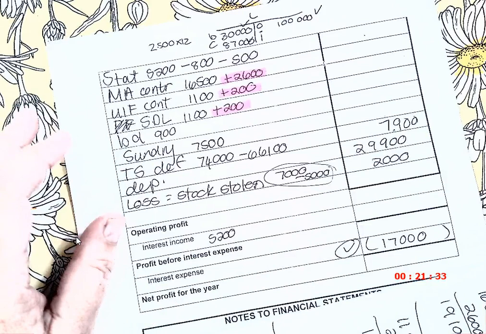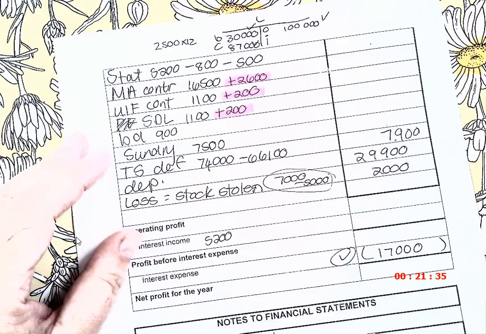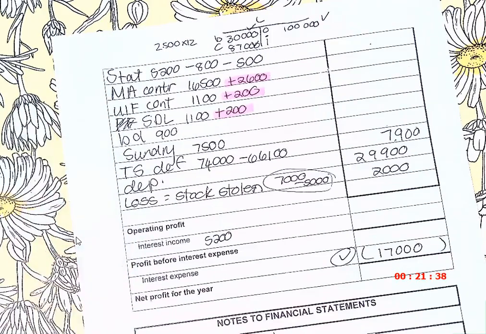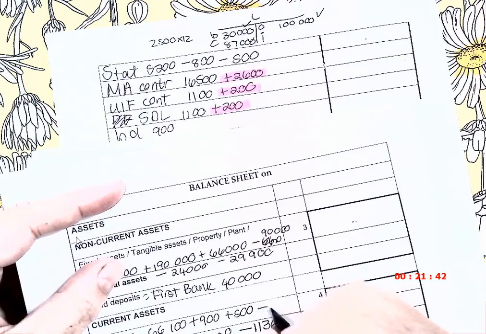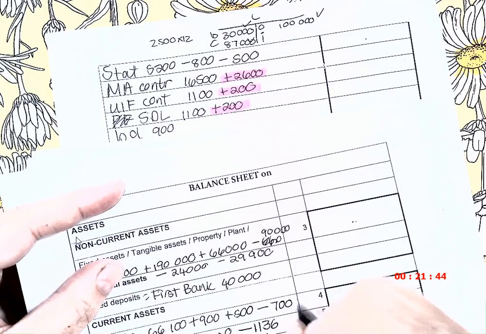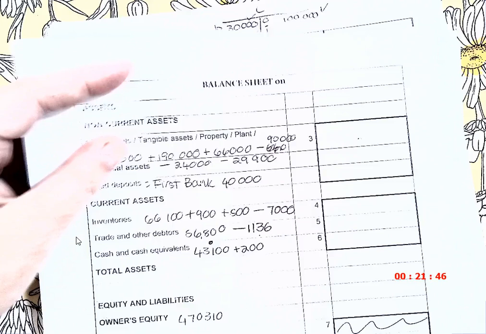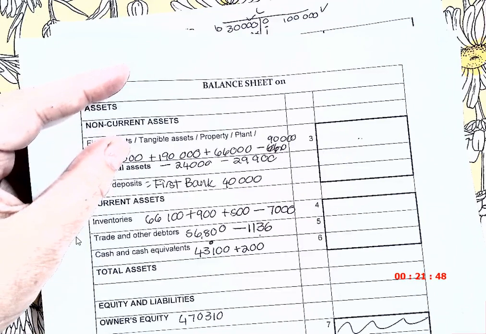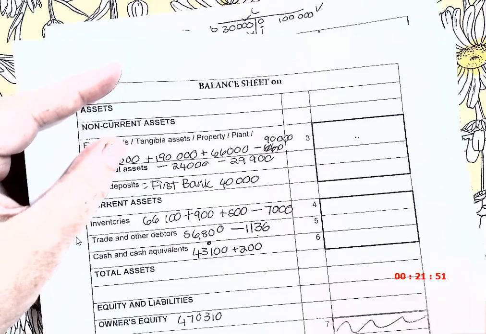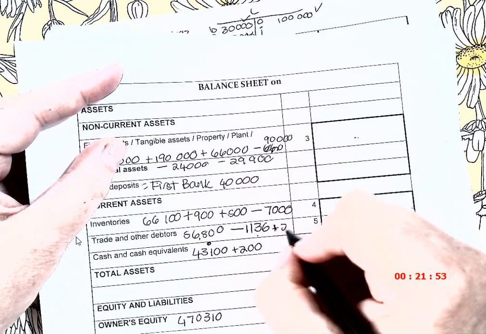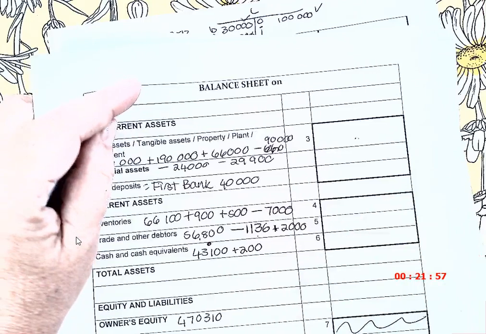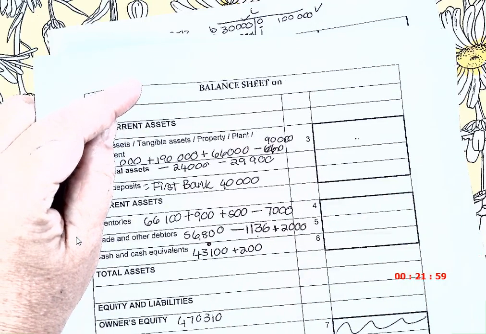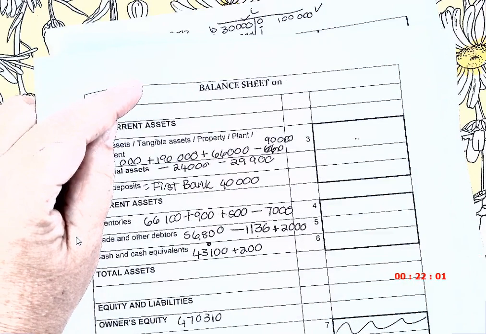Now, if I go to my balance sheet, do you agree with me? I am going to subtract the 7 from the inventory because it's stolen now. It's no longer there. It was there when I counted, but it's no longer there. And the 2,000 I'm going to put with receivables because it's an accrued income. I still need to receive the 2,000 from the insurance. Okay. And now I just need to close off.